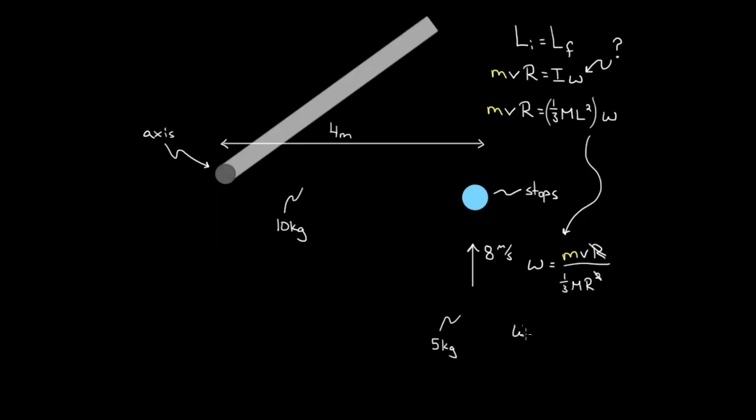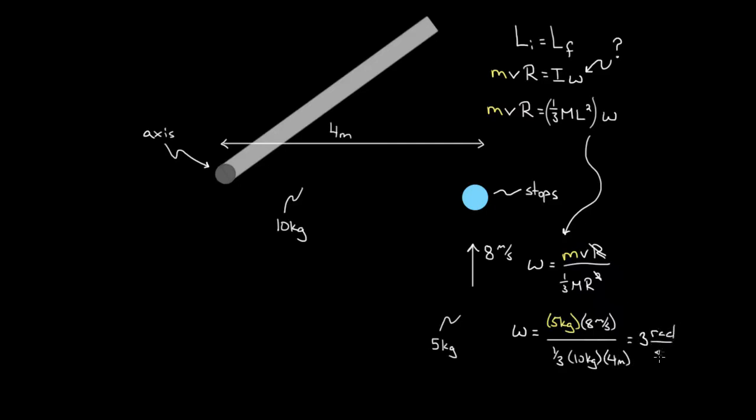If I wanted to actually get a number, I could say that the final angular velocity of this rod is going to be 5 kilograms, that was the mass of the ball, times 8 meters per second, that was the initial speed of the ball, and then I'm going to divide by 1/3 of the mass of the rod, which was 10 kilograms, and then the length of the rod, which is this line of closest approach, was 4 meters. And if you solve all that, you get 3 radians per second.